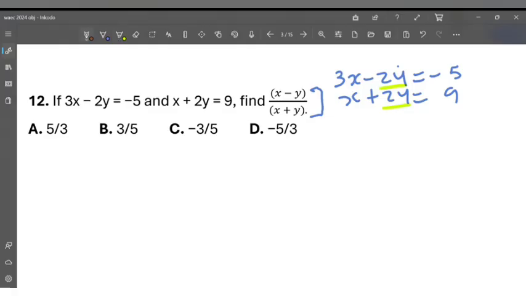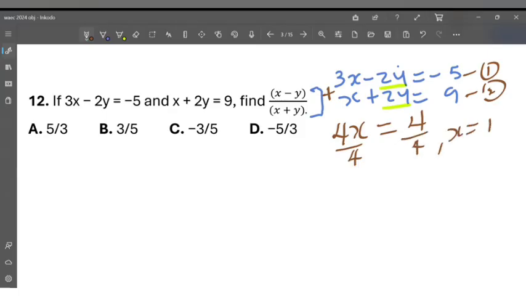How? Since they are opposite signs, I can simply add the two equations together. So when I add equation 1 to equation 2, I'm going to eliminate that 2y, because minus 2y plus 2y is going to be equal to 0. So let's add the equations. 3x plus x is equal to 4x, and then minus 2y plus 2y is equal to 0. So y is eliminated. So I have 4x is equal to minus 5 plus 9, which is 4. So from here, if I divide both sides by 4, I can see that my x will be equal to 1.